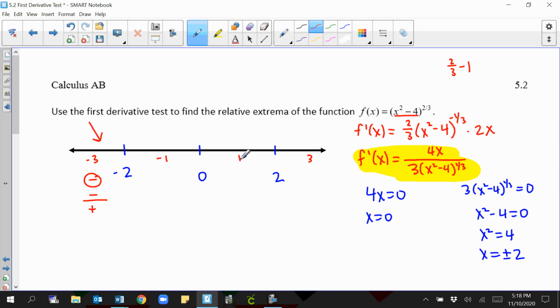Let's do the same thing with negative 1. 4 times negative 1 is a negative number on top of my fraction. Negative 1 squared is going to be a 1. Minus 4 is a negative number, so a cubed root of a negative number is still negative, times the positive, still negative. So a negative over a negative gives me a positive number, and we are increasing here.